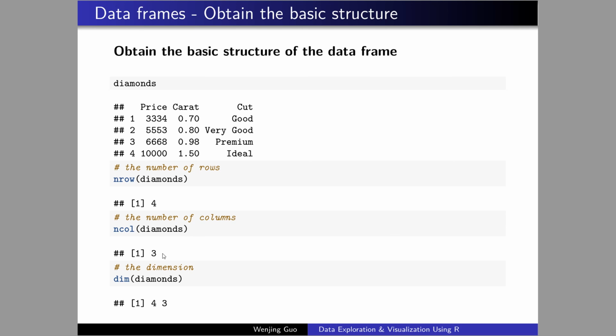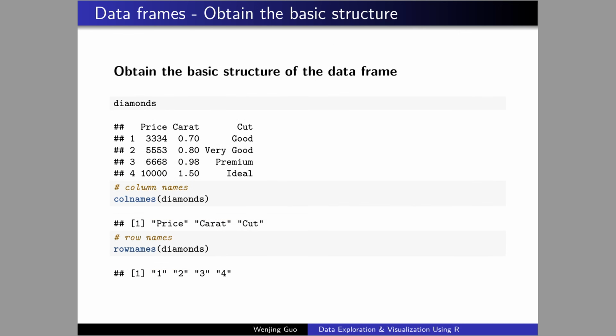That means we have 3 columns or 3 variables. We can also use the dim function to obtain the dimensionality of this data frame. Sometimes we would like to obtain the column names and the row names of the datasets. We can use the colnames function and the rownames function respectively.